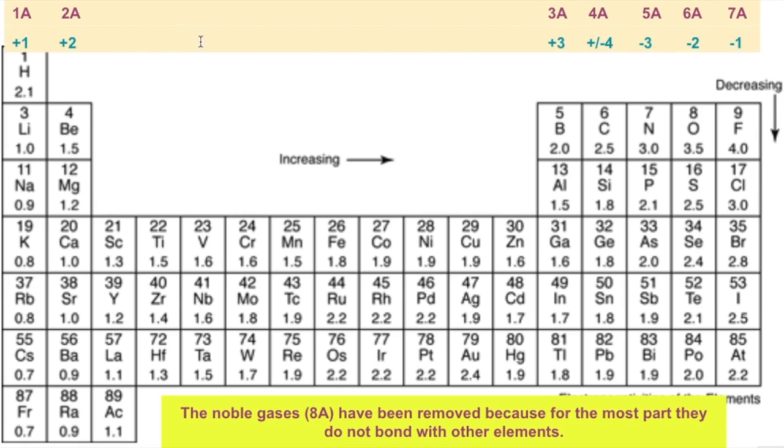You'll also notice that in blue I have the oxidation numbers. That'll come in handy a little bit later, when I show you a shortcut to doing the ionic bonding. Also note that the noble gas column, 8A, has been removed, because a good chunk of the noble gases don't even have electronegativity, and they're not generally going to be bonding with other elements.